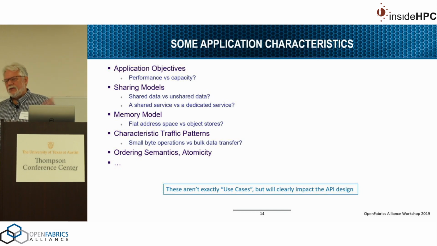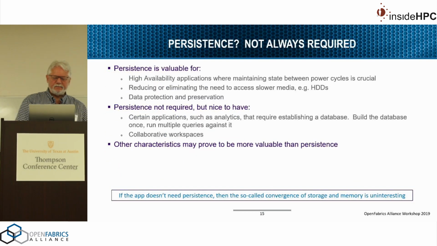Characteristic traffic patterns: are you doing small byte transfers or are you doing large bulk transfers? For example, if you're doing a bunch of very small byte transfers, probably things like byte addressable memory are going to be very important to you. But if what you're doing is predominantly large data transfers, you might want to think about implementing that data store using block storage devices with a wrapper around them that makes them look like persistent memory. So there are some others. These aren't exactly use cases, but I think they're clearly going to have an impact on what the API finally looks like.